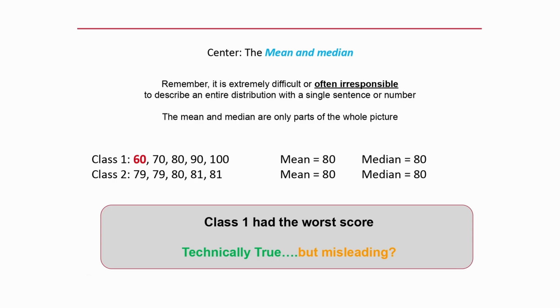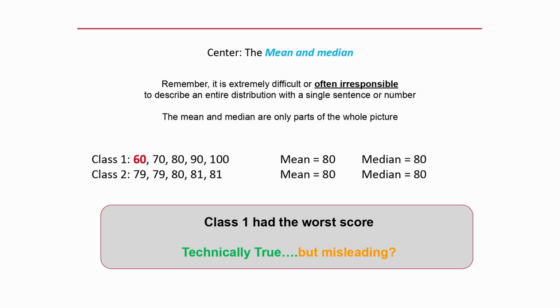Now I had this in a previous slide, but it's worth saying that it is extremely difficult or often irresponsible to describe an entire distribution with a single sentence or number, even if you were to use the mean and the median both. Both of these classes had the same. If you said, hey, I had two classes and they both had a mean of 80, and you said, yeah, but what if the shape is a little bit off? Shouldn't you use the median? And I go, yeah, well, the median is also 80. So then you might jump to a conclusion and say, well, guess they did the same then, didn't they? When in fact, they did not do the same.